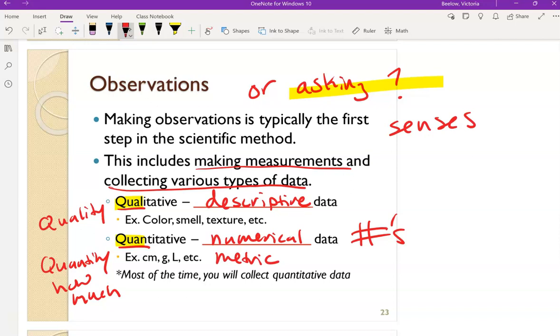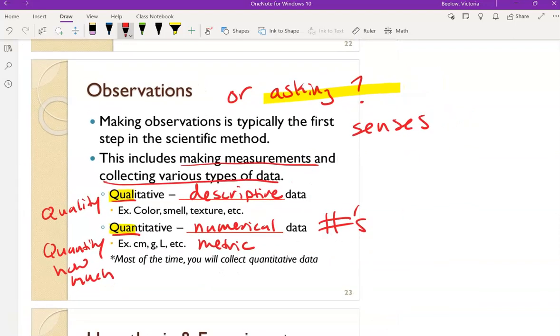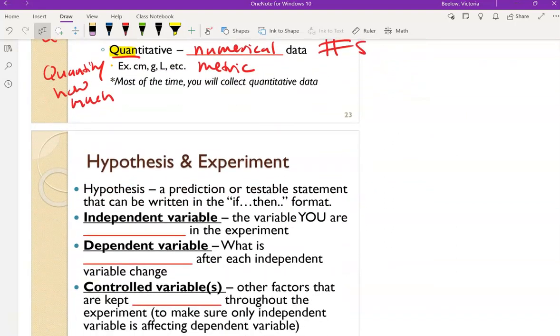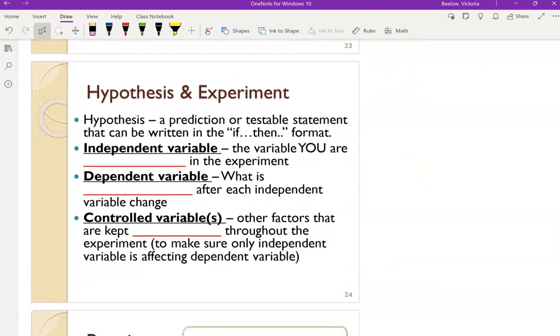So basically the first step is you make an observation, you ask a question. Maybe you are collecting some data and you have some questions about that data now. Maybe the data was qualitative, you smelled something, you noticed a color of something, or maybe it was quantitative. Maybe you did collect some numerical data. The next step, again, typically will be to form a hypothesis.